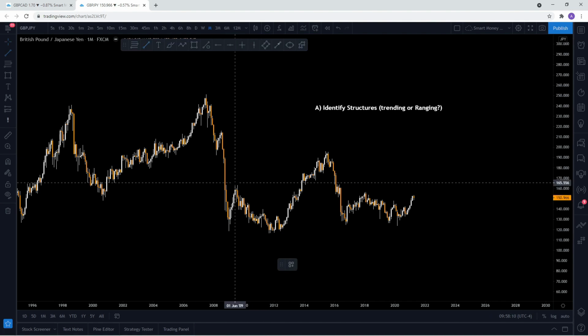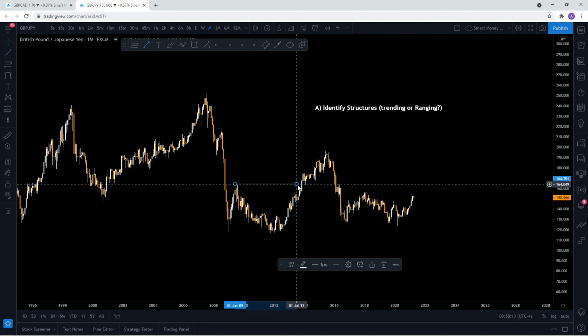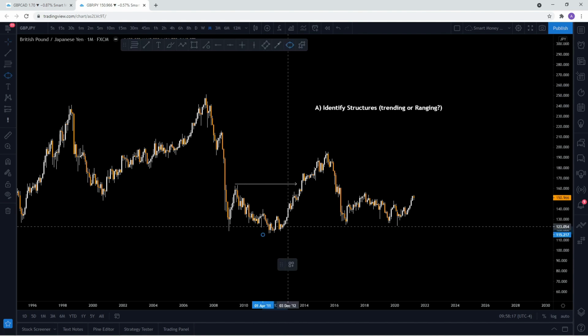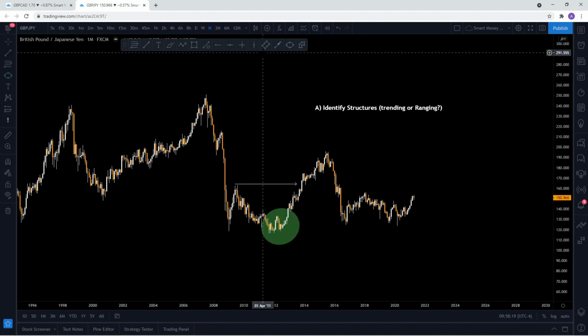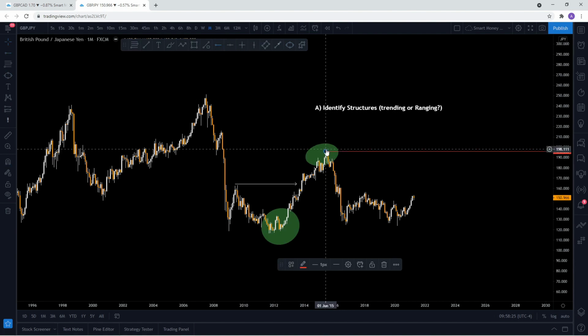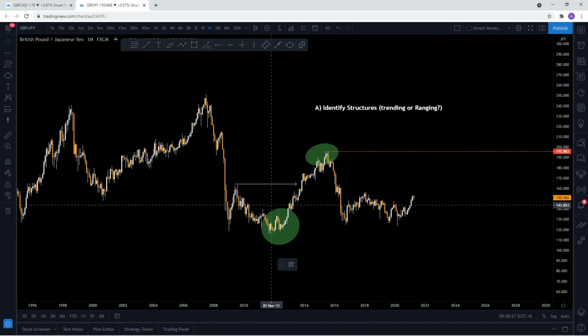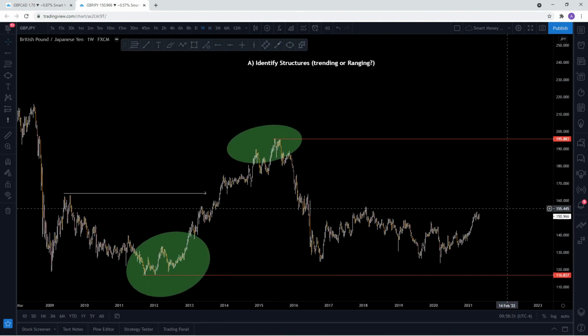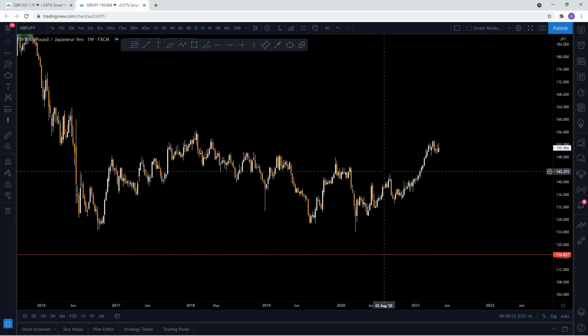Looking at GBP JPY, we can see that the most recent breakout market structure on the monthly swings was this one here. This breakout market structure originated down here on this low, and this was the last higher high monthly structure. That means that we are currently trapped between this range, this high and this low on the monthly chart.